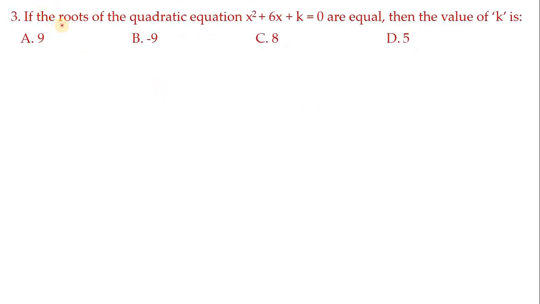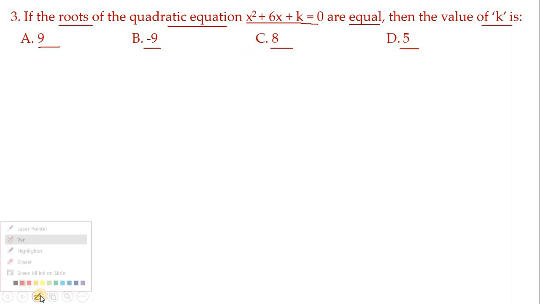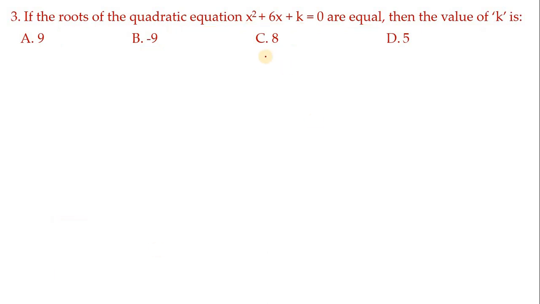Next, let us move on to the third problem. If the roots of quadratic equation x² + 6x + k = 0 are equal, then the value of k is, options are 9, -9, 8 and 5. Children, this problem is from the quadratic equations chapter. The given equation is x² + 6x + k = 0.